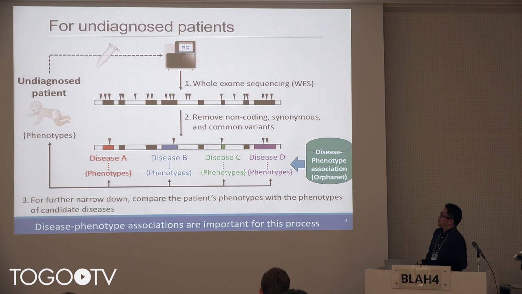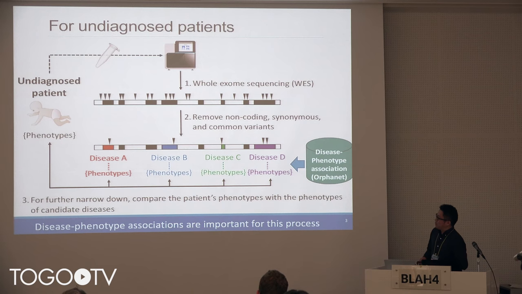So recently, NGS-based diagnostics have been attempted for the undiagnosed patients. This workflow is typical while exome sequencing-based diagnostics. Usually, WES identified more than 30,000 variants. And after removing non-coding and synonymous and common variants, several variants remained, and we get candidate diseases that caused by these variants.